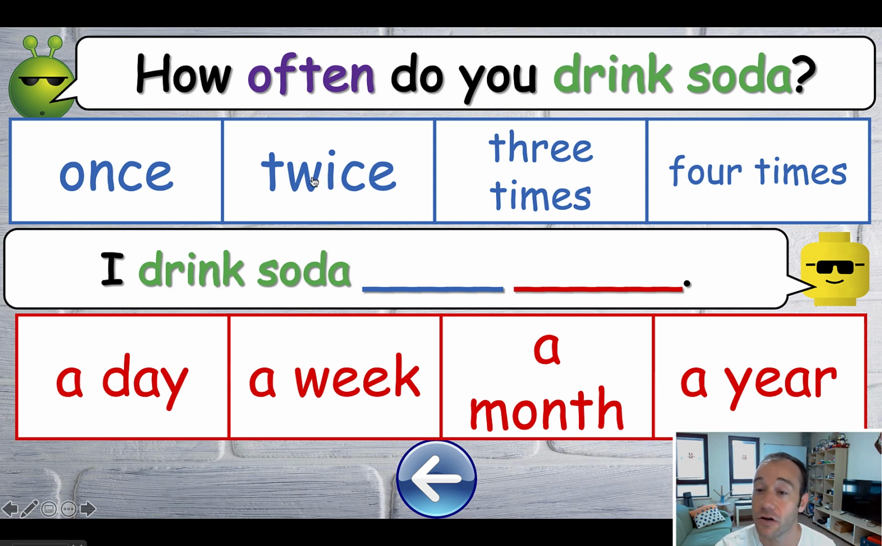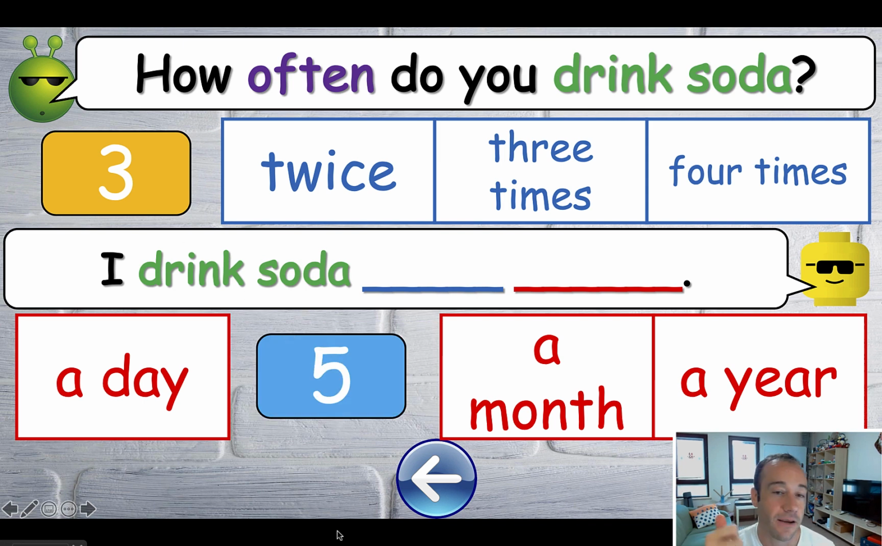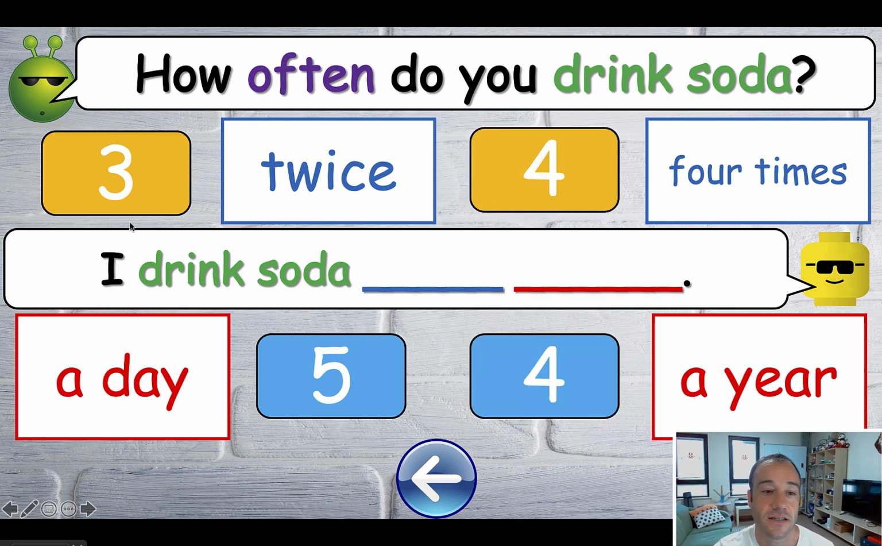And they need to make the sentence using one of these and one of these. And you'll notice that they're color coded. So the blue goes with the blue, and the red goes with the red. And let's say they say, I drink soda once a week. Okay, 3 plus 5 is 8 points. Okay, and that's how it works. Or they could say 3 times a month.